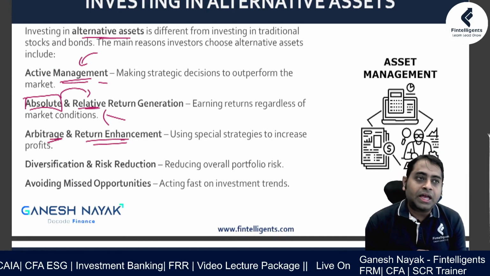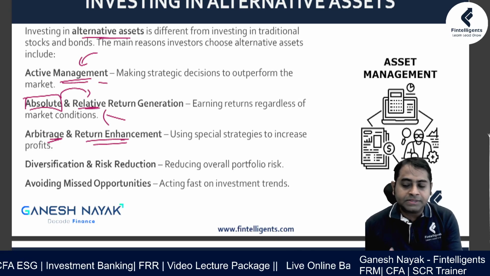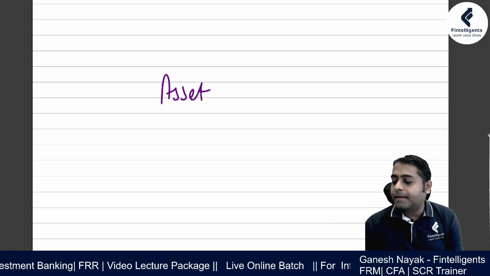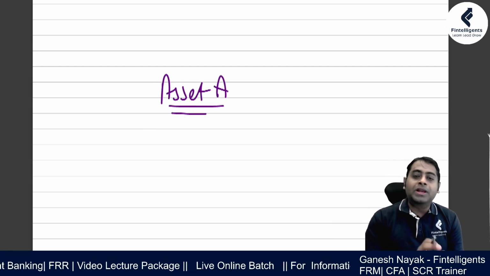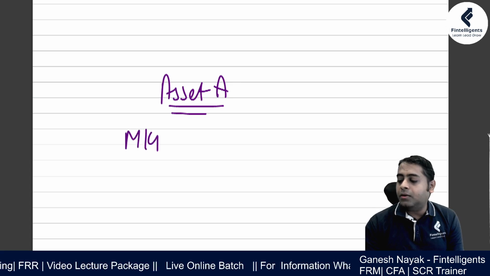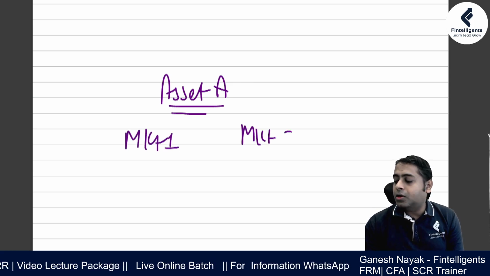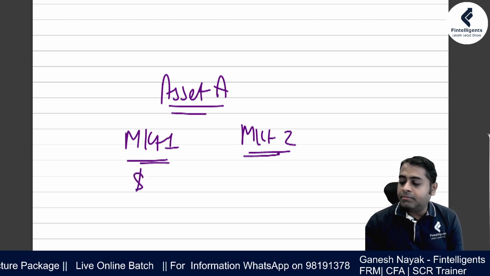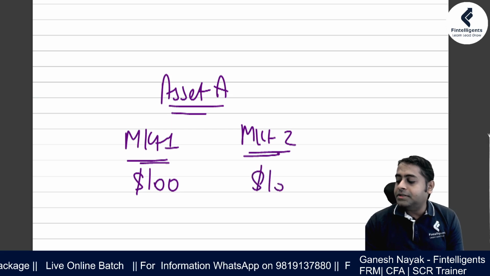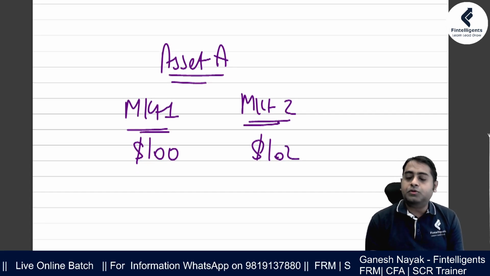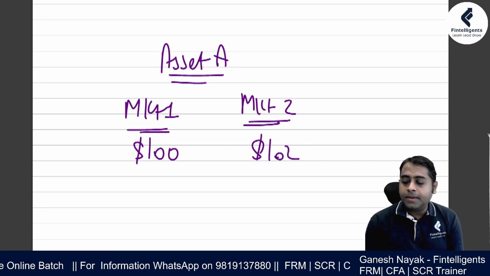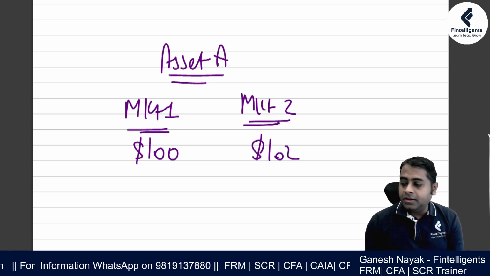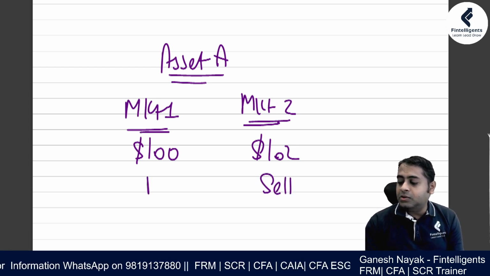Now, arbitrage. I'll give you an example which I'll be covering as we move ahead also. Think of this: there is an asset A which is available in two markets, market 1 and market 2. Ideally the price of the asset should be the same, but suppose in market 1 it is 100 and in market 2 it is 102. So there is an arbitrage opportunity. Arbitrageurs profit from this: whenever the price is higher they sell, and whenever the price is lower they buy.